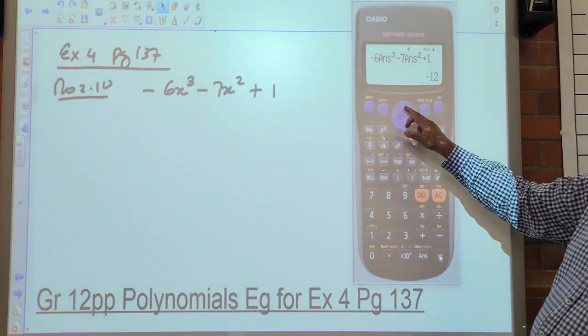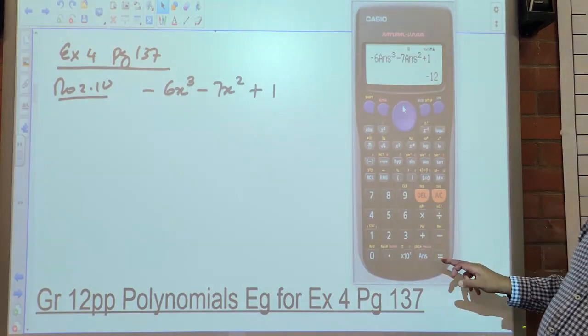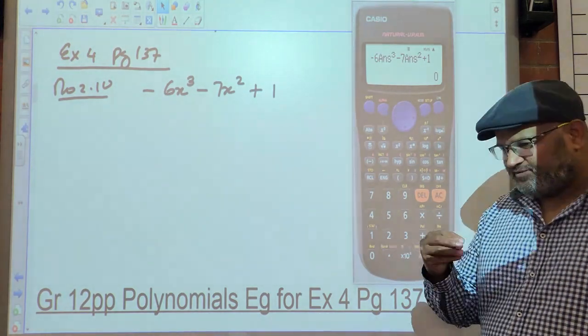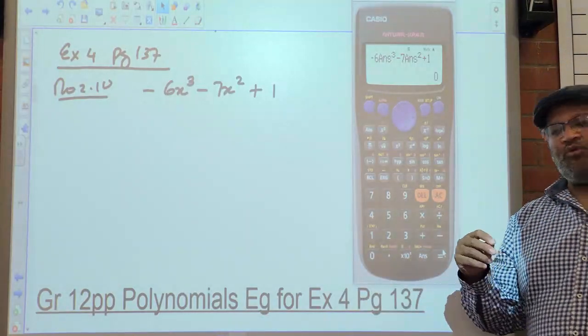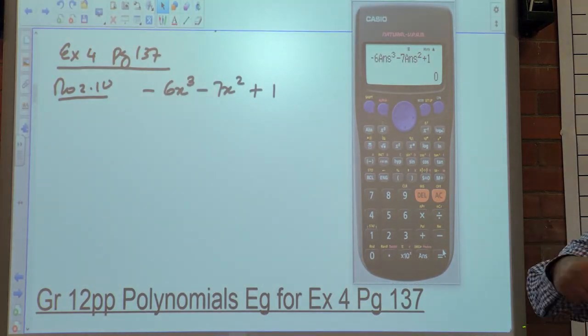So then I must go with negative 1. Is negative 1 a factor? Actually, I make a mistake every time. Is negative 1 a solution? Yes. So what is the factor? X plus 1. X plus 1 is the factor.